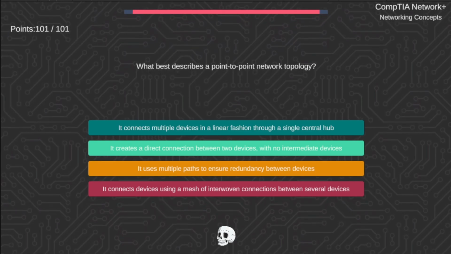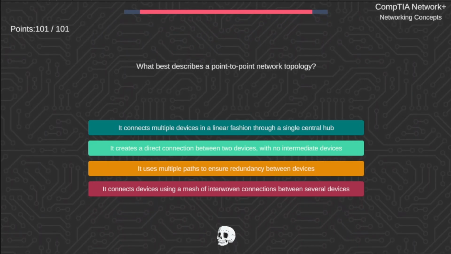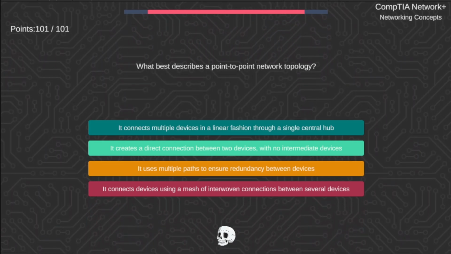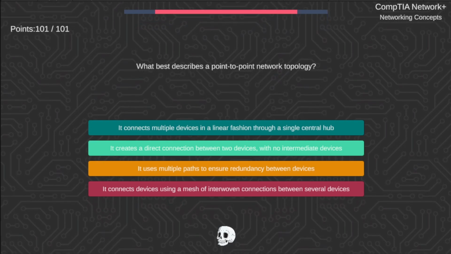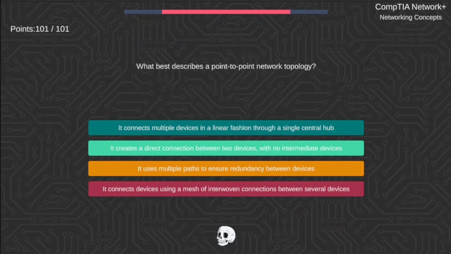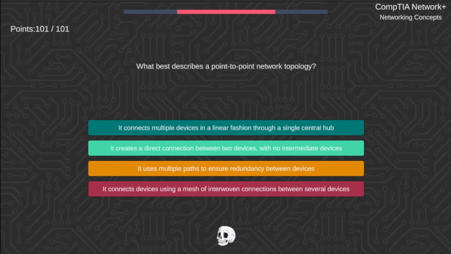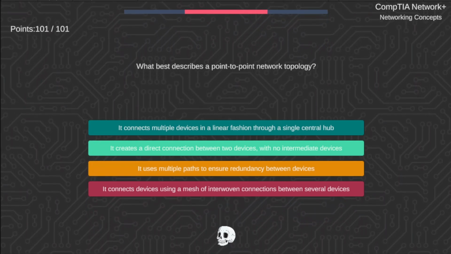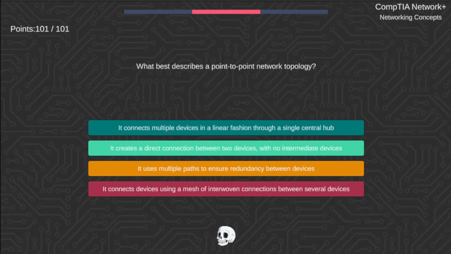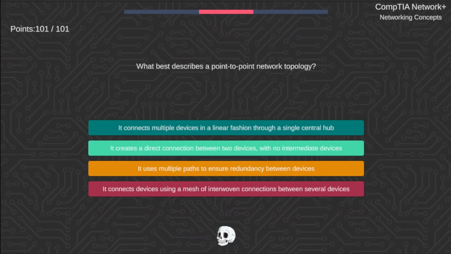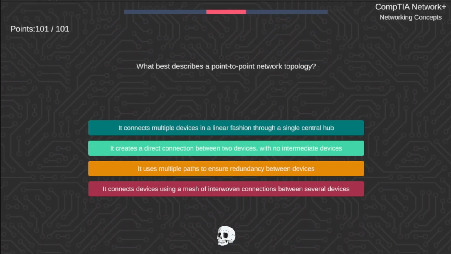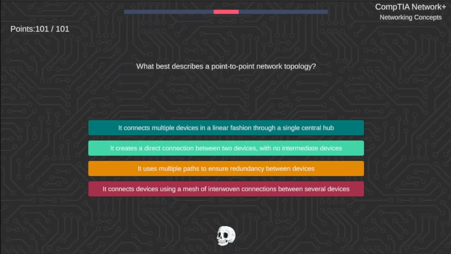What best describes a point-to-point network topology? It connects multiple devices in a linear fashion through a single central hub. It creates direct connection between two devices with no intermediate devices. It uses multiple paths to ensure redundancy between devices, or it connects devices using a mesh of interwoven connections between several devices. A point-to-point network topology.